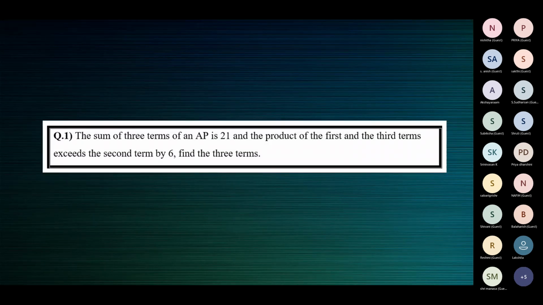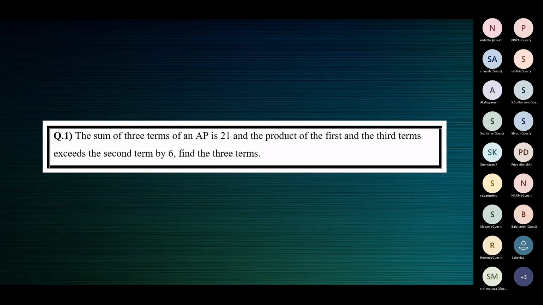See here, the sum of 3 terms of an AP is 21, and the product of the first and the third terms exceeds the second term by 6. Find the 3 terms. So you'll have to find only the 3 terms of the AP.